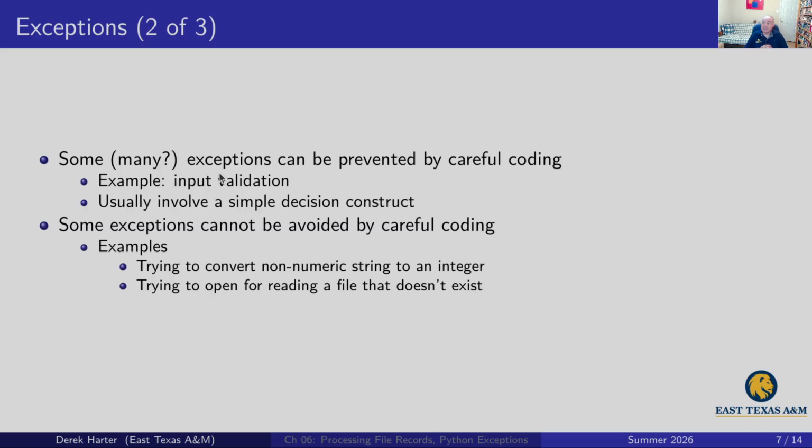So some exceptions, I don't know about many, but a lot of exceptions can be prevented by careful coding. So for example, users are often going to mistype or give you bad input. So you have to do input validation whenever you're getting input from users before you use that data to do calculations with. But some exceptions are a lot less likely to occur, not easily able to be anticipated. So you can't always anticipate beforehand what kind of exceptions are going to happen here and there.